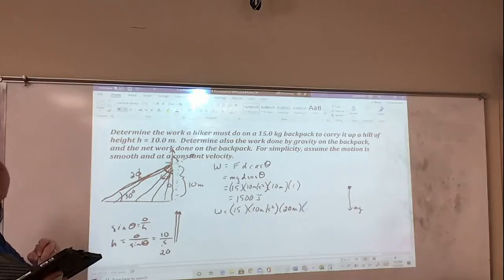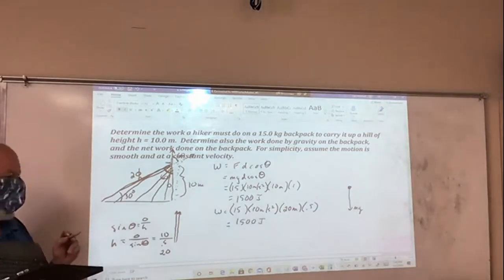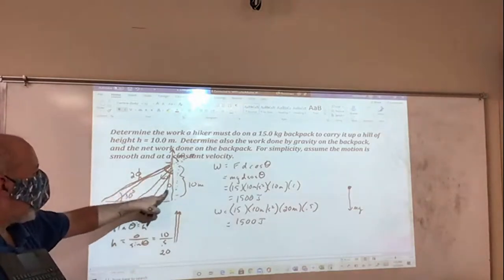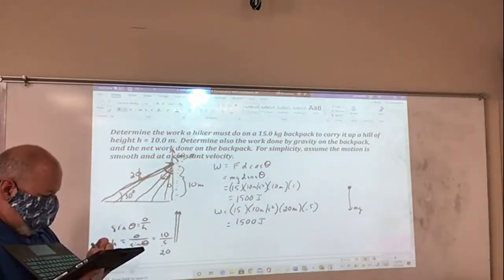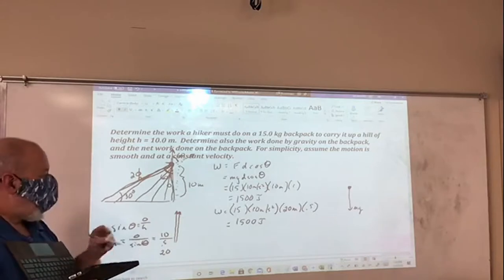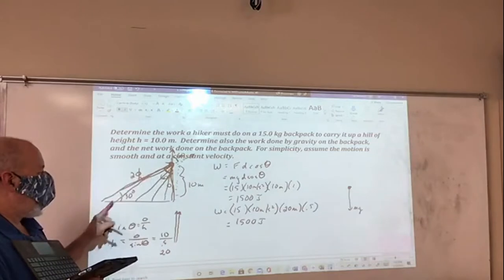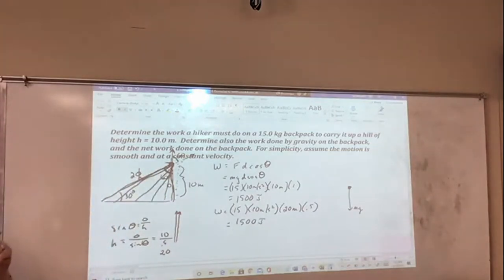And the cosine of that 60-degree angle here is going to be 1/2. So the amount of work still works out to be 1,500 joules. Okay? It doesn't matter what path I take to get to this point. If I go straight up, I do 1,500 joules of work. If I go along this path, I do 1,500 joules of work. If I go along this path, it would still work out to be 1,500 joules.